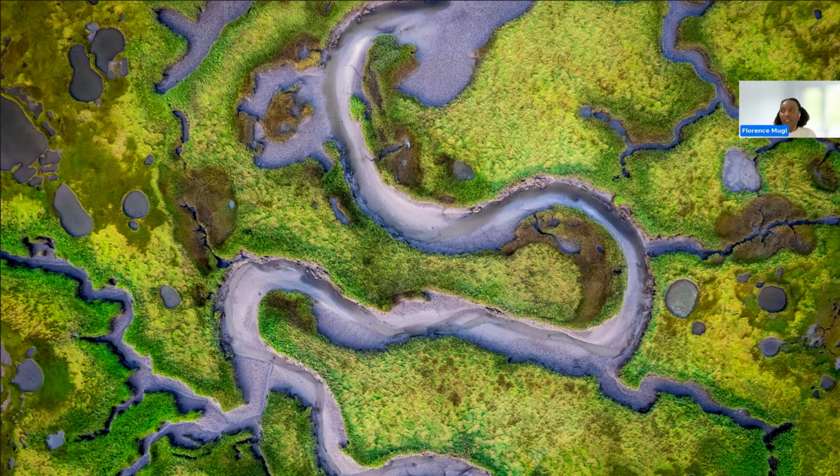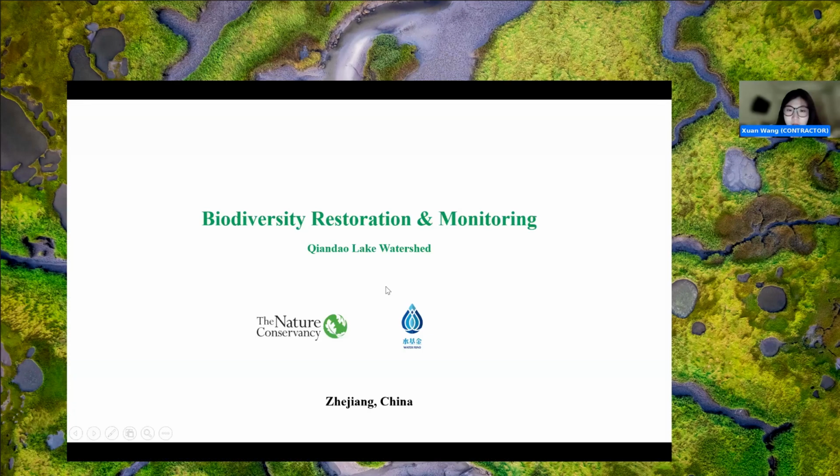Thank you, Kari, for that great presentation. So we'll move to the next speaker, who is Wang Xuan. Wang is currently a conservation project officer at the Resilient Watersheds China Water Fund, where she oversees the management of the Qiandao Lake wetland project and leads the development and design of the large-scale resilient watersheds initiative in the River Delta region. Welcome, Xuan.